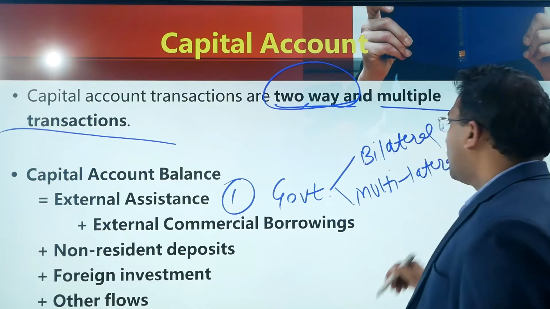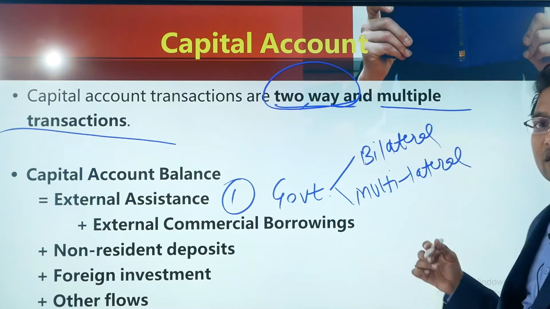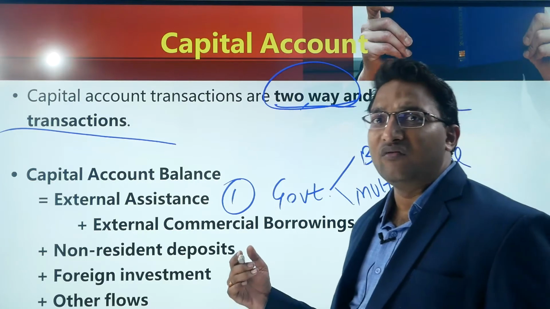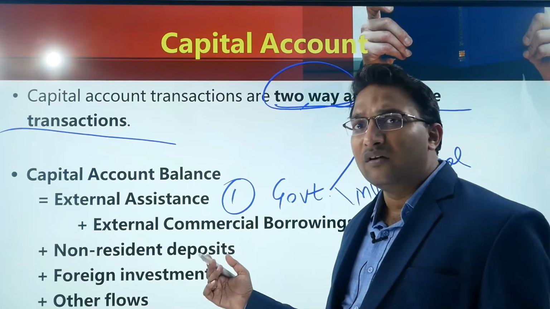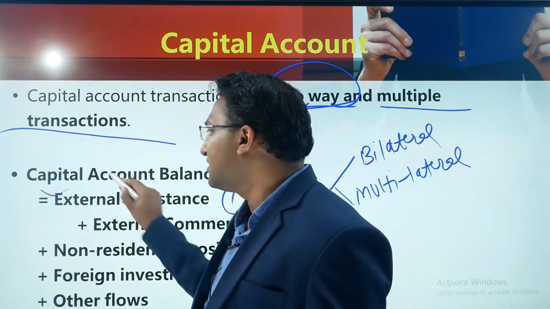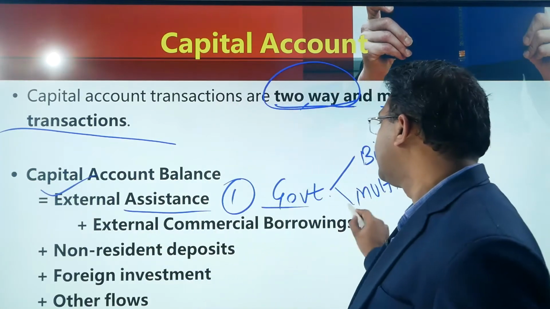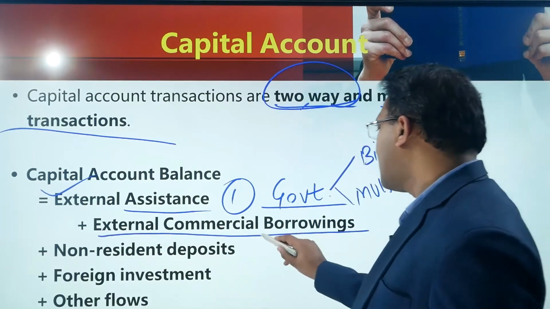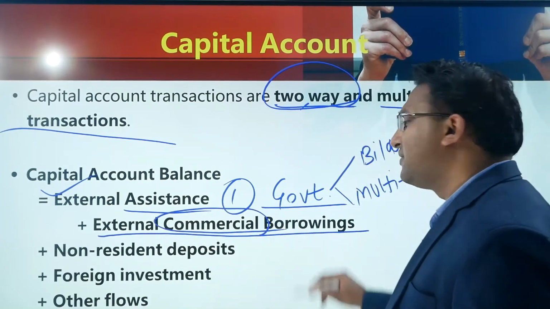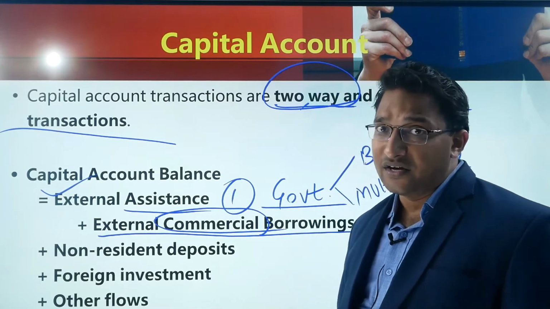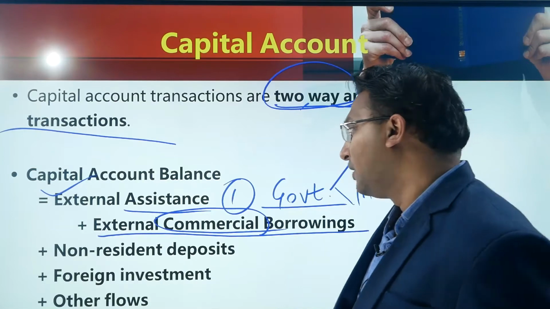Bilateral means from some other country, multilateral means from some other group of countries like SAARC, it may be World Bank, it can be IMF, it can be any other organization. So first item is the external assistance or the government loan. Then external commercial borrowing. So this is the commercial borrowing. This is taken for the business purposes. It can be in the form of bank credit, suppliers credit, buyers credit, etc.